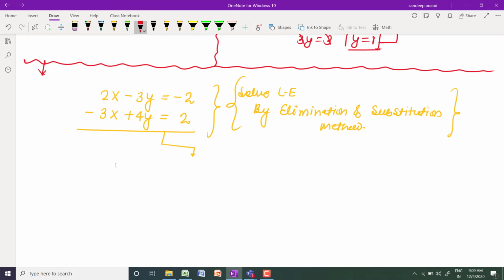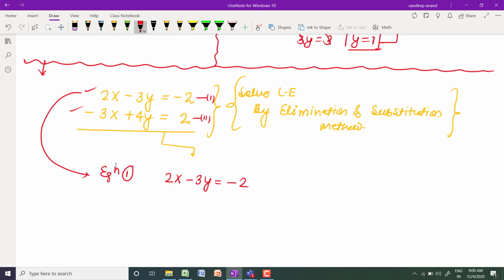So the equation is 2x minus 3y equal to minus 2. This is your equation number 1. And minus 3x plus 4y is equal to 2. This is your equation number 2. Now in the substitution method, you can take any equation first. So I am taking the first equation. You can take the second equation also, but I am taking the first equation and finding one variable value in terms of another variable value. So this is 2x minus 3y equal to minus 2.